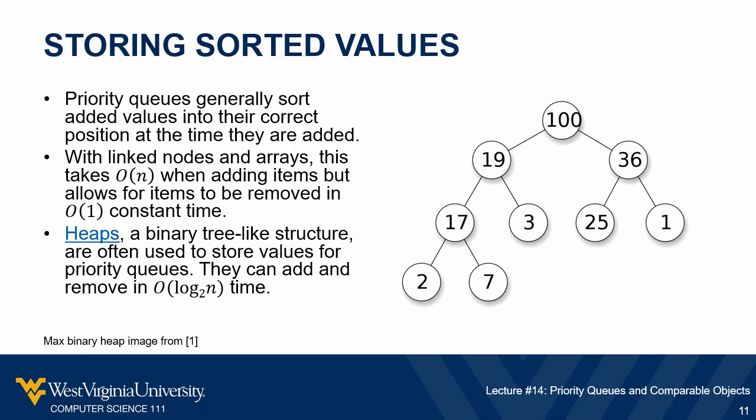One fairly common way to store data for a priority queue is in what's known as a heap. I've got a diagram of one here on the screen. A heap is a way of storing information in a sorted manner. With heaps, it takes log of n time to add things to our priority queue. So it's a little bit faster than the just n time that we saw with a linked node or with an array.